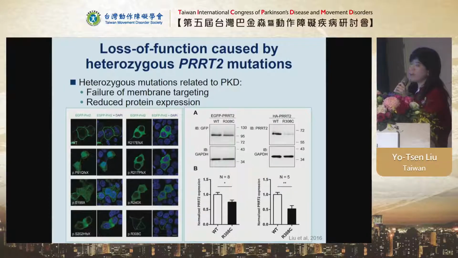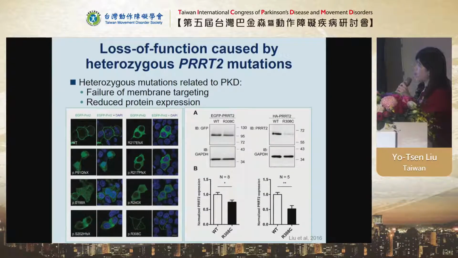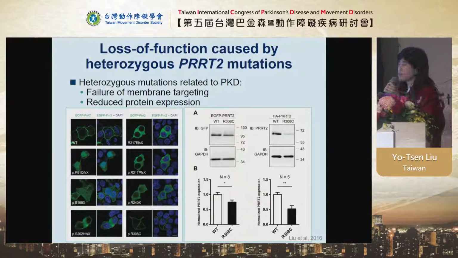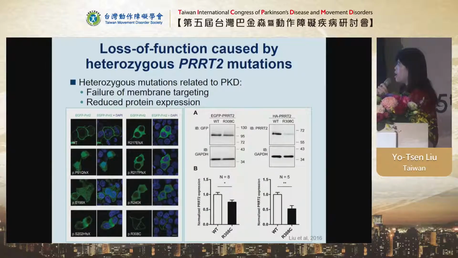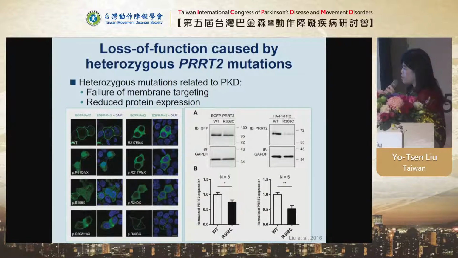We also found that for many of the premature truncating mutations, the protein fails to target the membrane. They stay in the cytosol, so they lose their function as a membrane protein. But for the point mutations, they can be expressed on the membrane, but the expressed protein is significantly reduced.